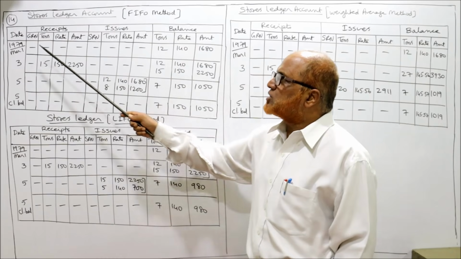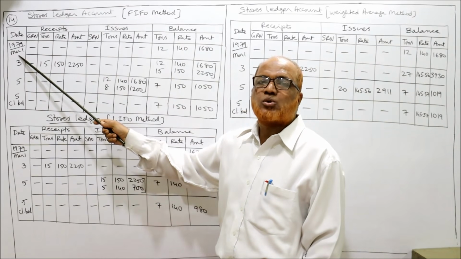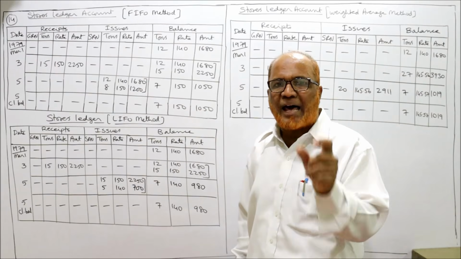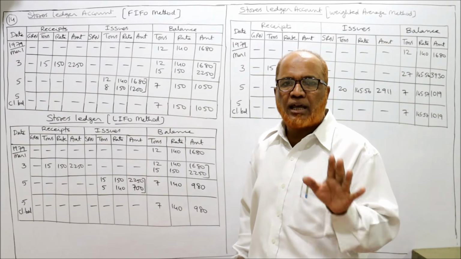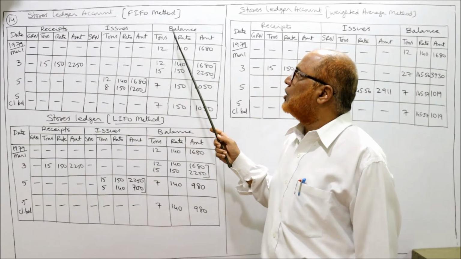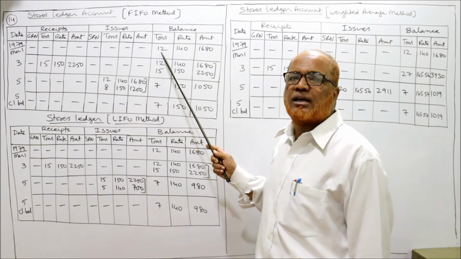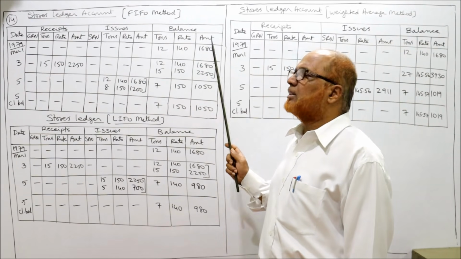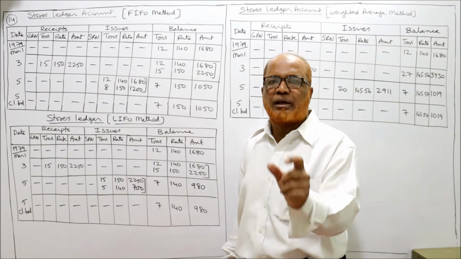That's it. So first of all, 1979 March 1st, there is the opening balance. The opening balance should be recorded only in the balance column. Nothing in receipts and issues columns. So in receipts and issues put a dash. The opening balance 12 tons are there at the rate of 140 rupees per ton. So 12 into 140, 1680 is the value of opening balance.